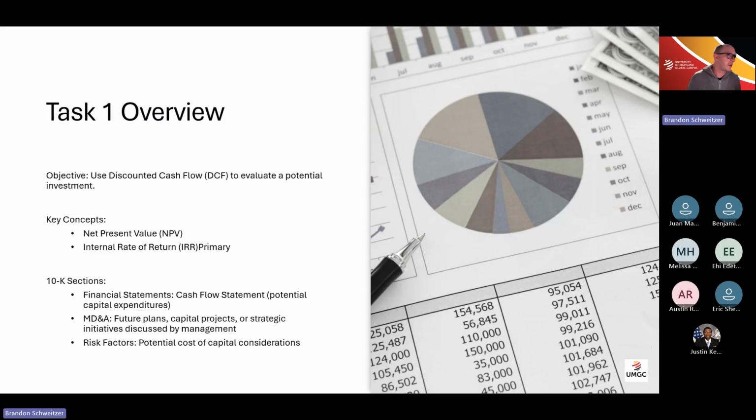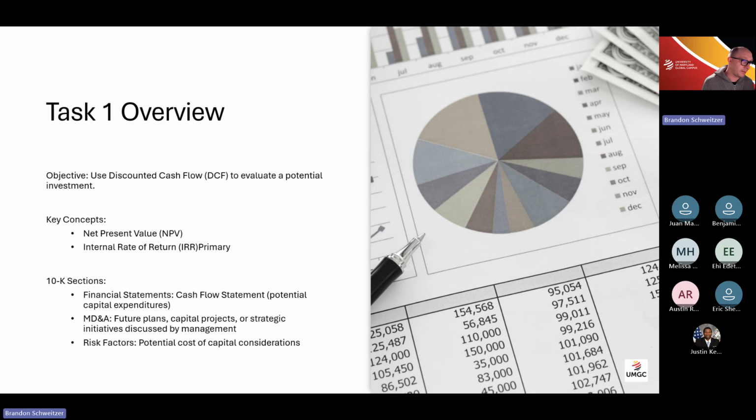So the first task in this week's assignment has to do with the discounted cash flow model, and how the discounted cash flow model is used to evaluate potential investments. Now, companies tend to use the discounted cash flow model to interpret what ultimately the payback is going to be with any potential investment that the company is looking to make.